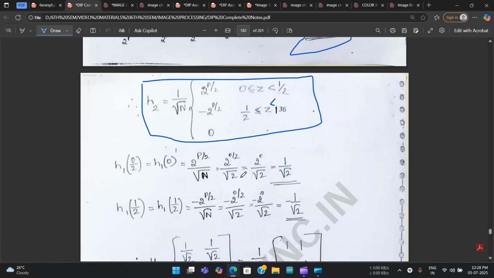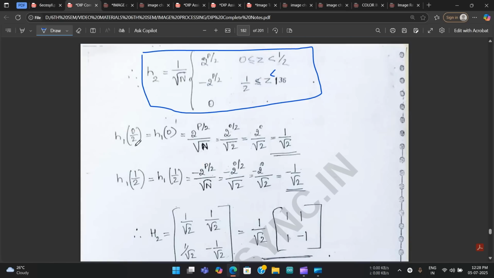Third element, h1 of 0 by 2, that is 0 by 2, again it is equal to 0. So the equation is 2 to the power of p by 2 divided by root n. We are taking the first condition. Why? Because you see here the z value is 0, right?